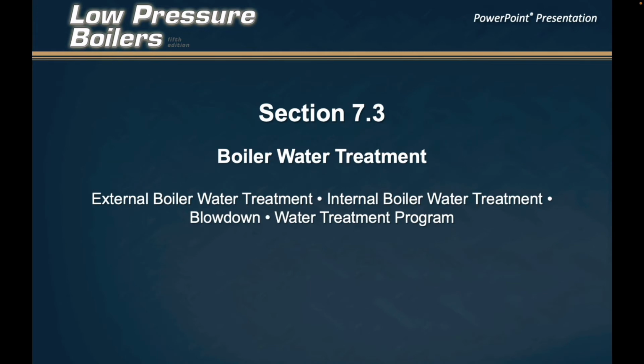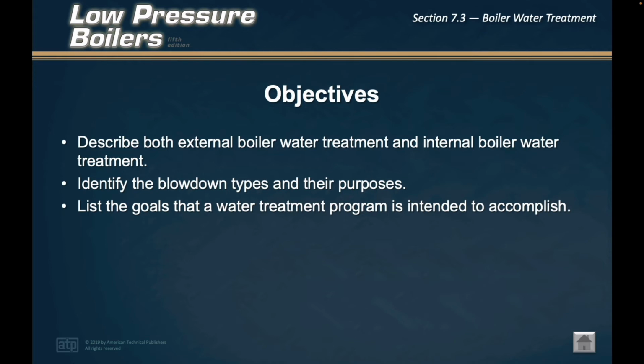Section 7.3, Boiler Water Treatment. At the end of this section, you should be able to describe both external and internal boiler water treatment, identify blowdown types and their purposes, and list the goals that a water treatment program is intended to accomplish.